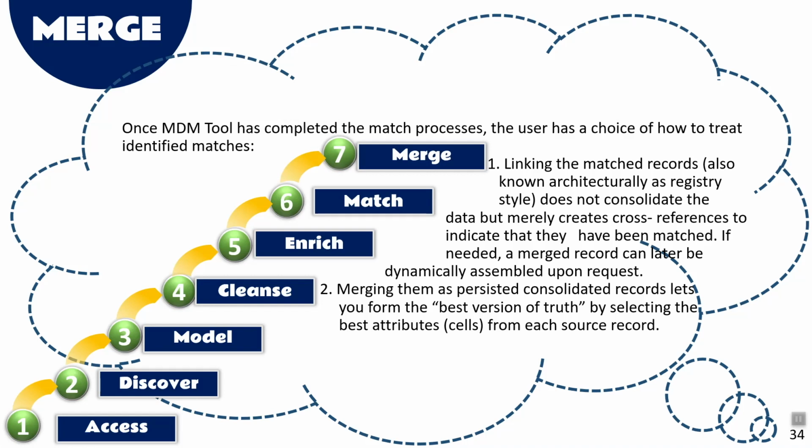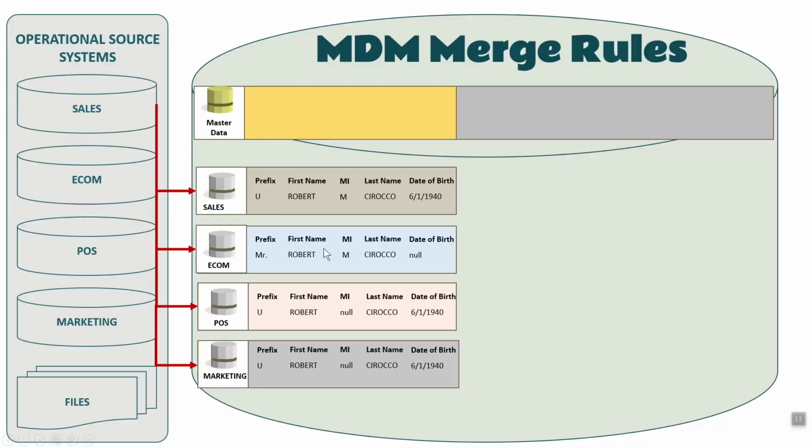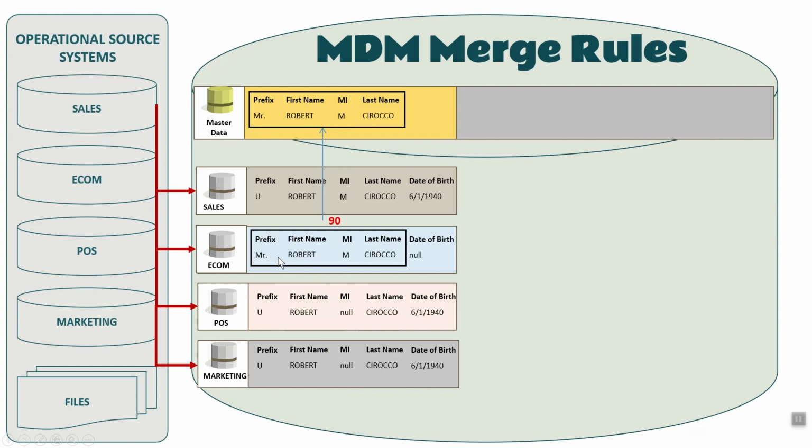Merging lets you form the best version of truth by selecting the best attributes from each source record. Take an example here. The merging rules which we are talking about: the first name, last name, and the middle name are taken from the e-commerce source. So based on my scoring results, it takes that value for the best version of truth candidate, and date of birth is coming from a different source system.